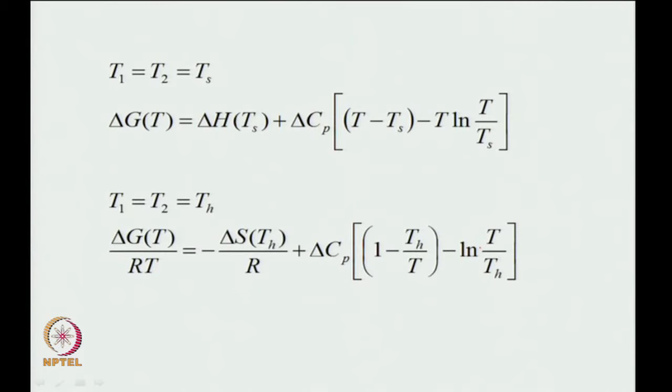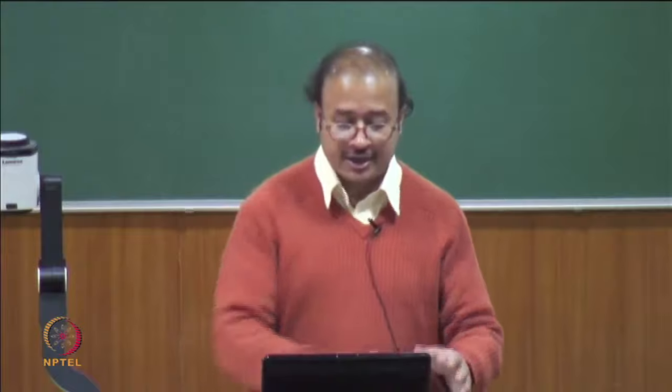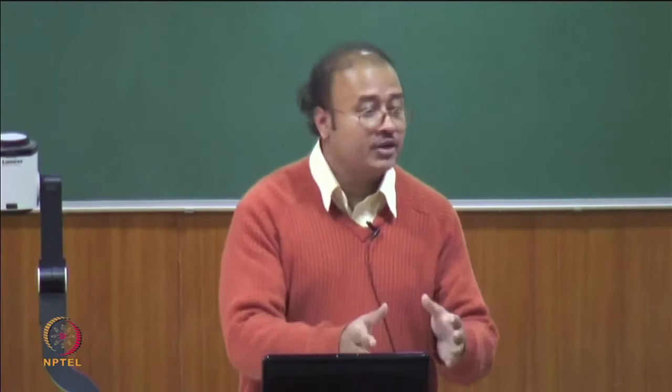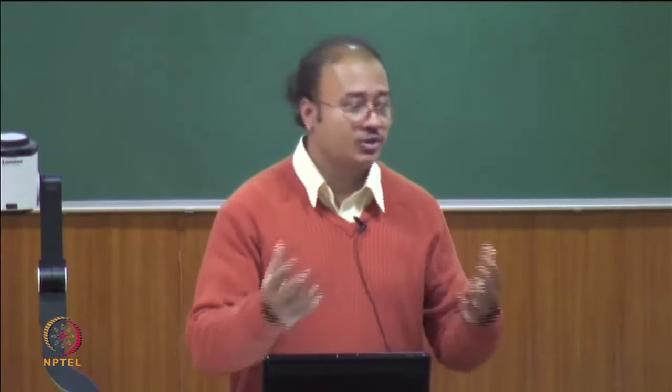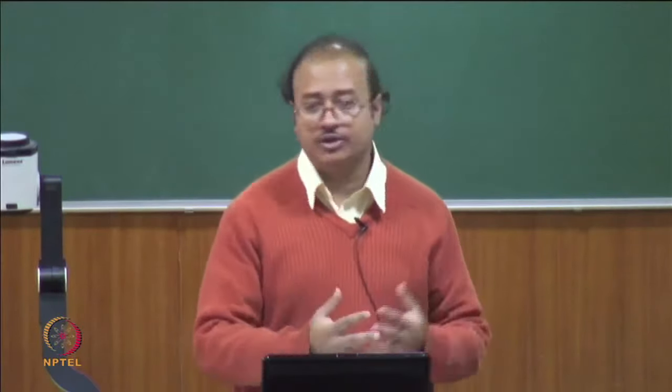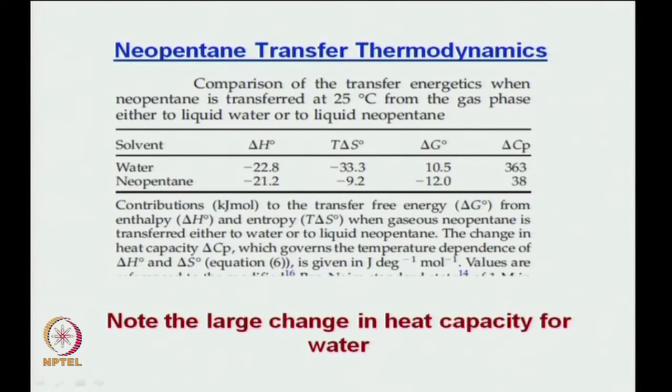So, depending upon how you want to look at it, you can use either of these expressions, it does not matter, because all these expressions are derived from the same general expression, delta G is equal to delta H minus T delta S. There is no further significance attached to it, it only tells you that under the given conditions, say T1 is equal to Ts, T2 is equal to Th, delta G can be expressed in these forms.